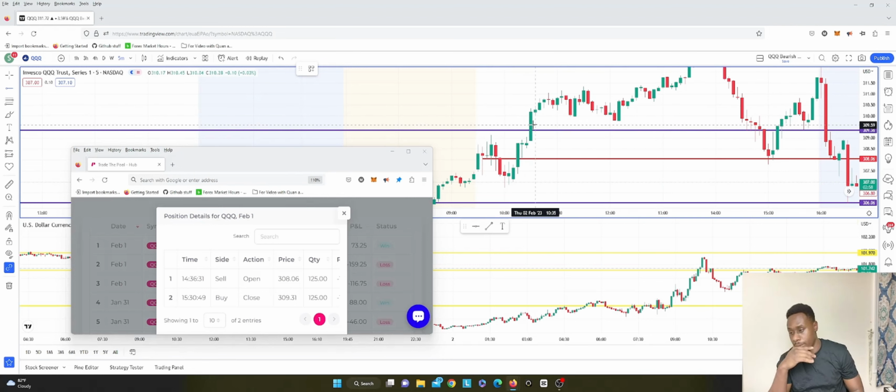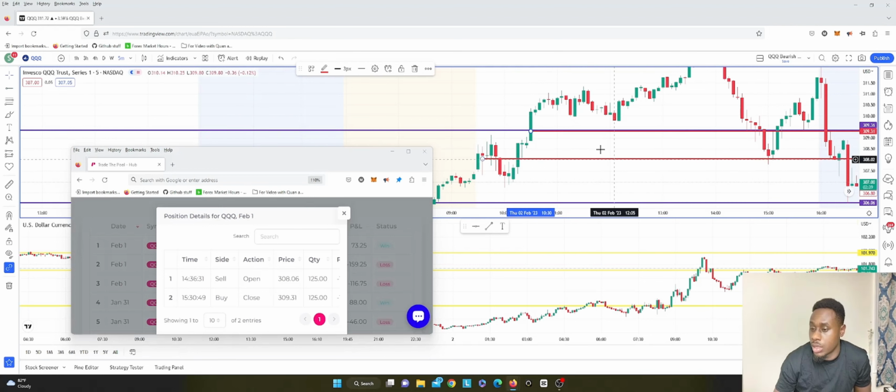It would have been proof that it broke above this level. So 309.31, because that's where my stop loss was, but it should have been where my buy stop should have been. Okay, I like that.